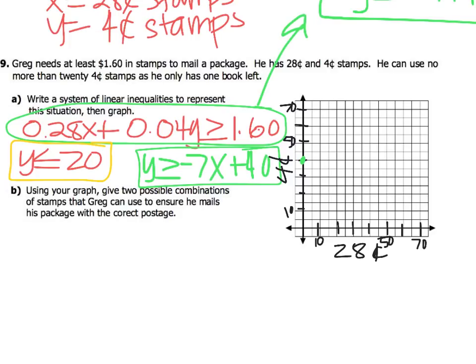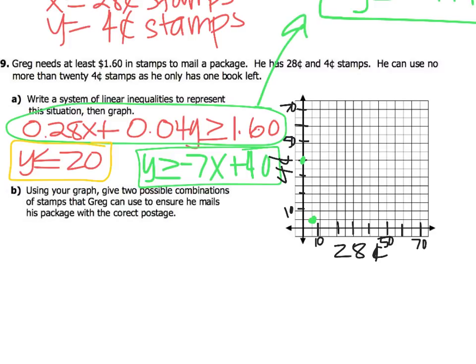That would be way off our graph, so let's not do that. Let's plug in 5. If we plugged 5 in, we would get negative 35, plus 40, which would give us 5. So we know when x is 5, y is 5 as well. And there's our second point. All right, so that is how we would graph this linear inequality.